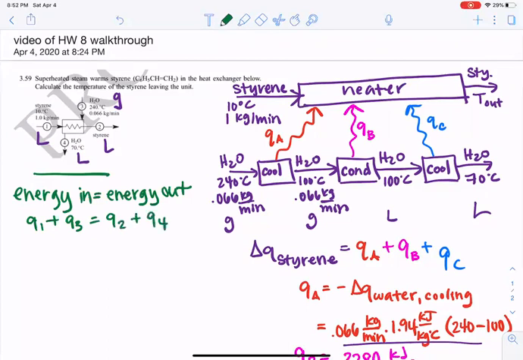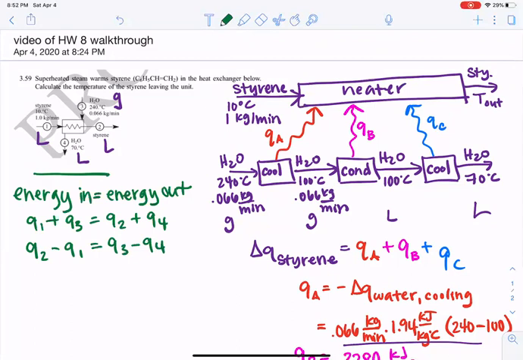And then we can move the streams that are the same substance to the same side. So we want Q1 and Q2 on the same side as each other because they're both styrene, and Q3 and Q4 on the same side. So we can do Q2 minus Q1 equals Q3 minus Q4. So that is just rearranging which things are on which side.